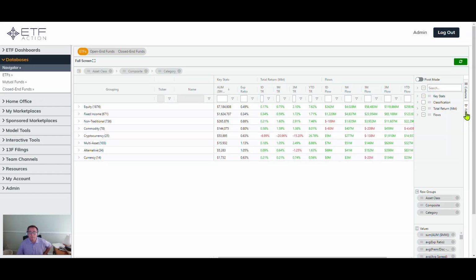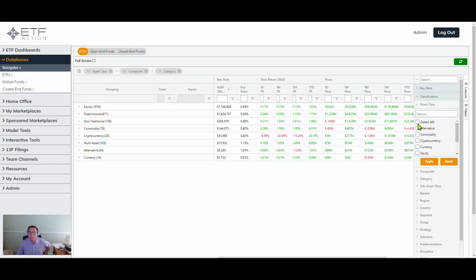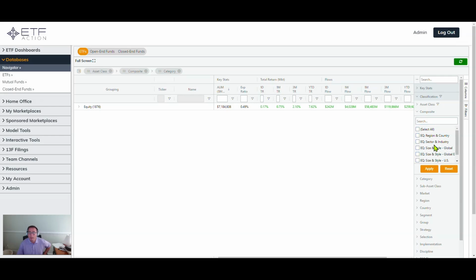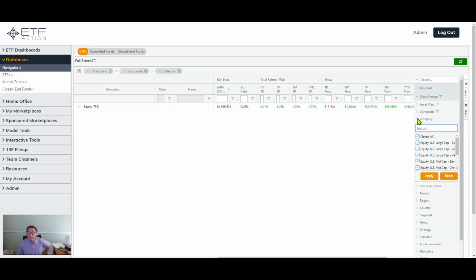So to get started, the first thing I want to do is isolate just those types of strategies that meet today's exercise. So I'm going to go to my filters tab. First thing I'm going to do is go to classification. I'm going to set a filter on asset class, hit apply. I'm going to set a filter on composite to be equity, size, and style US, meaning broad-based size and style strategies. I'm then going to go into my category, and I'm just going to select large cap funds.